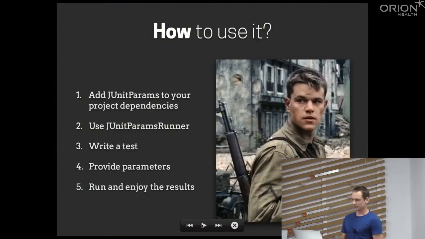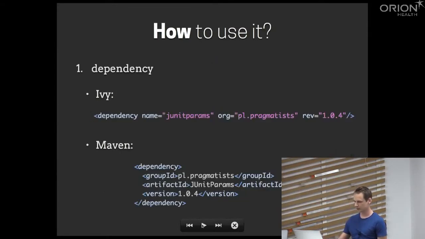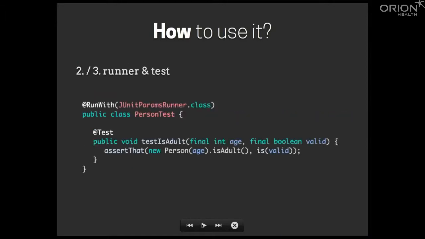It's very easy, like I mentioned. You just need to add JUnit params to your project dependencies. Then you can start using the JUnit params runner. Then write your test, provide it with parameters, and run and enjoy. So first, dependencies. I already took care of JUnit params being available from Ivy. So it doesn't matter whether you use Ivy or Maven with your project. It's just there waiting for you to pull it in.